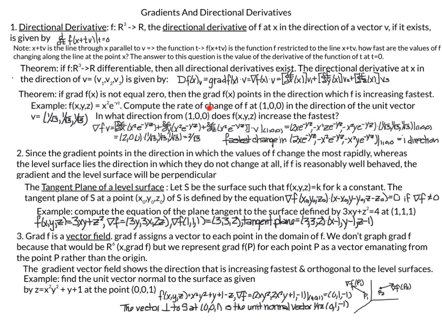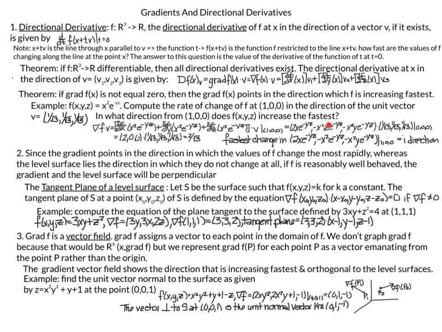And the fastest change: so if we're standing at 1, 0, 0, in what direction does f of x, y increase the fastest? And that's the gradient, which we had calculated here, evaluated at 1, 0, 0, because that's where we're standing. So when we plug in 1 here, we get a 2. We plug in 0 here. We get a 1 times, oh, I'm missing a z here. So this should be 0, and this is also 0. So we get 2, 0, 0.